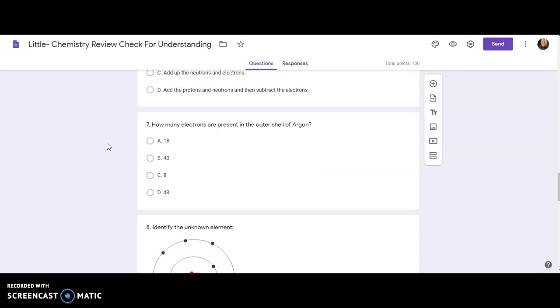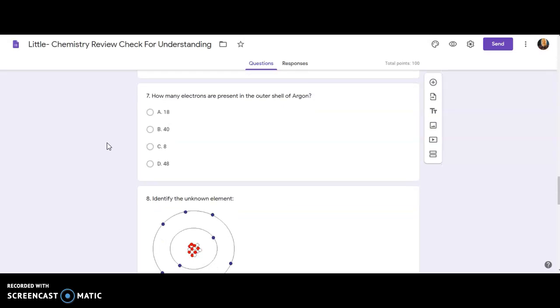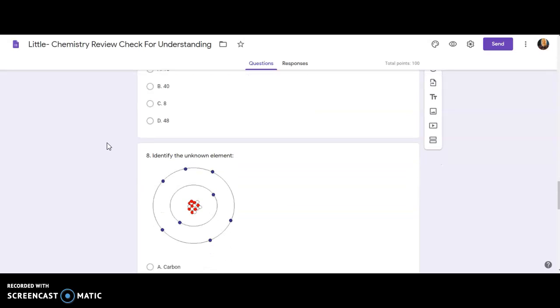Number 7, how many electrons are present in the outer shell of argon? Remember, those are your valence electrons, kids. So find argon. Remember, it's synonymous with your group number. Am I going to have 18 valence electrons, 40 valence electrons, 8 valence electrons, or 48 valence electrons? Remember that our group can tell us quite a bit of information in terms of our valence electrons.